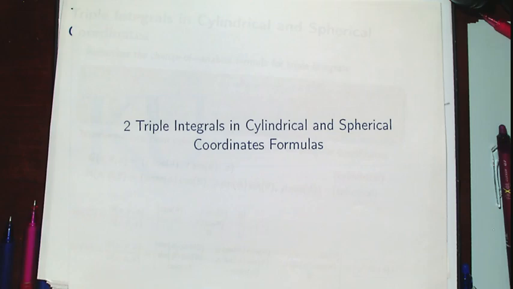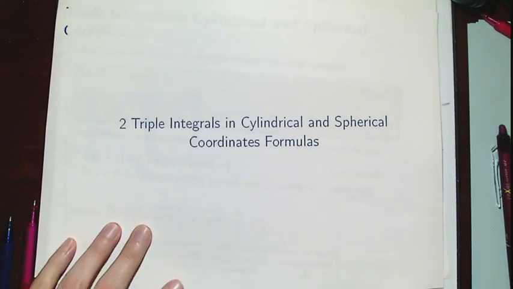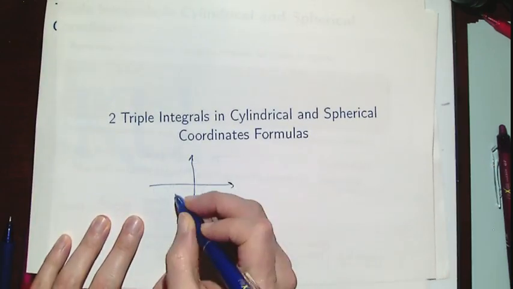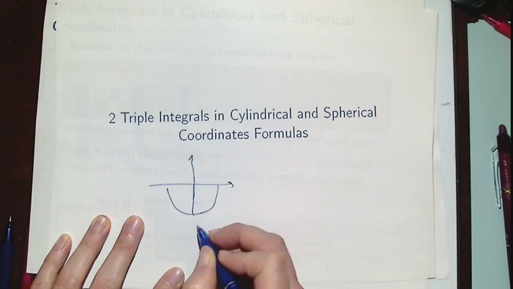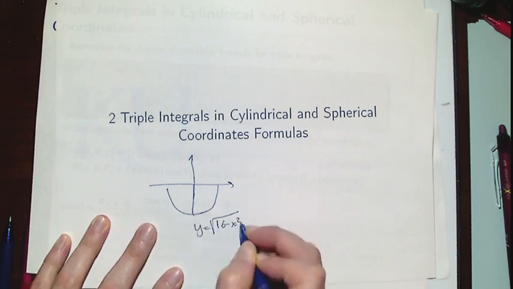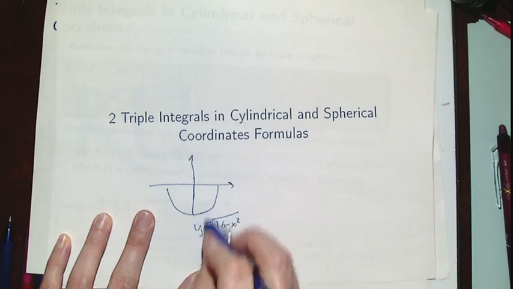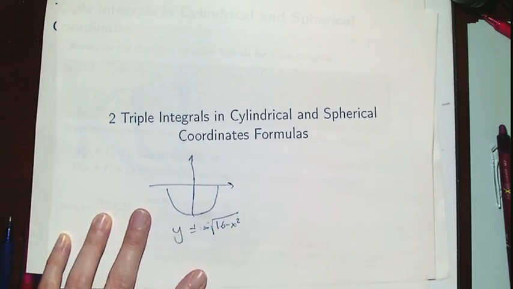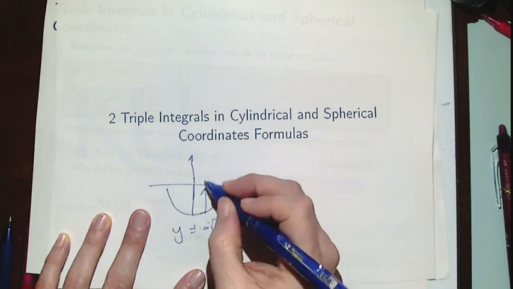So, let's draw the picture. Let's draw the picture and see. I better not have made a mistake in there. This is y equal to square root of 16 minus x squared, right? And it goes to 0.